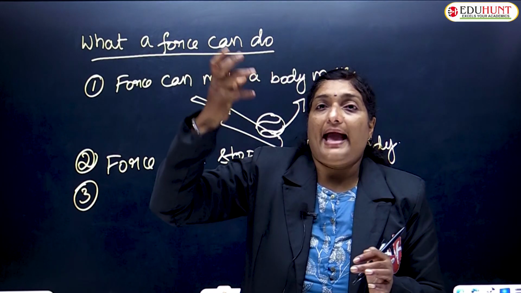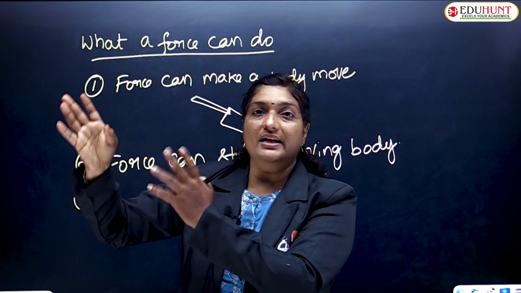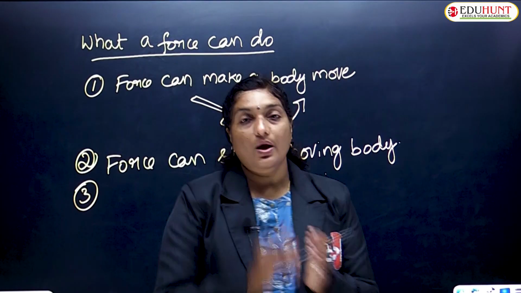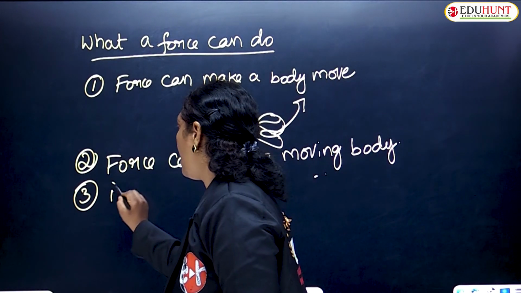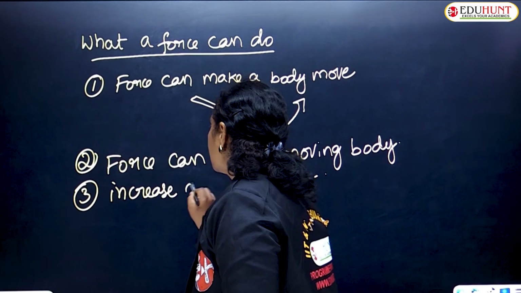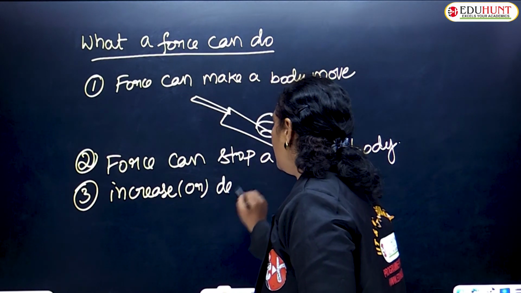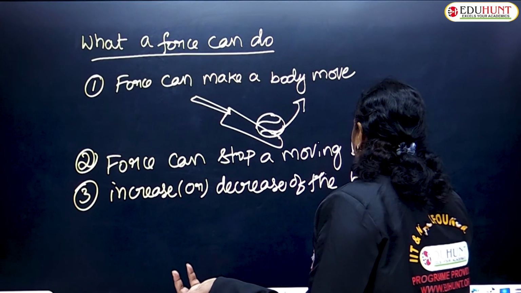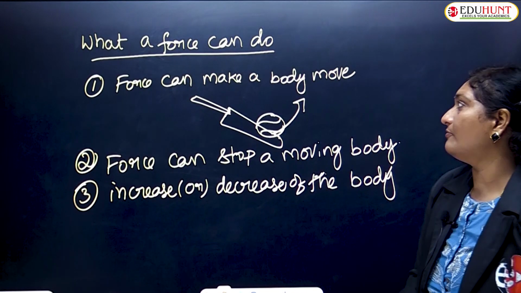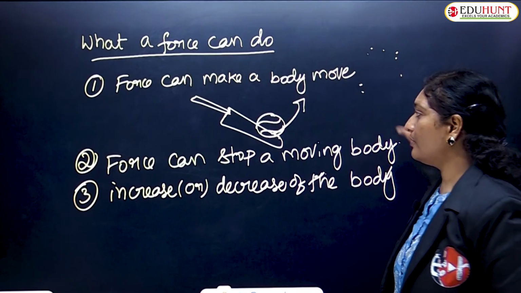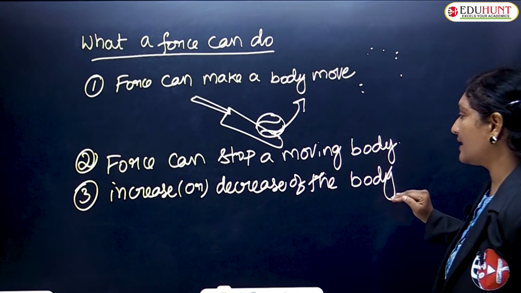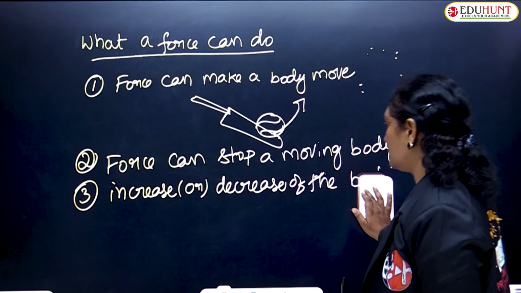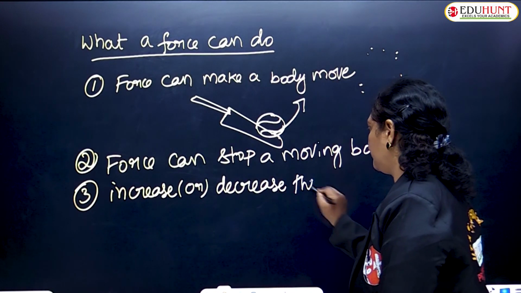So either the speed can be increased by giving a supporting force, or decreased by giving an opposing force. You can increase or decrease the speed of an object by the application of force. So force can make a body move. Force can stop a moving body, or force can increase or decrease the speed of a body.